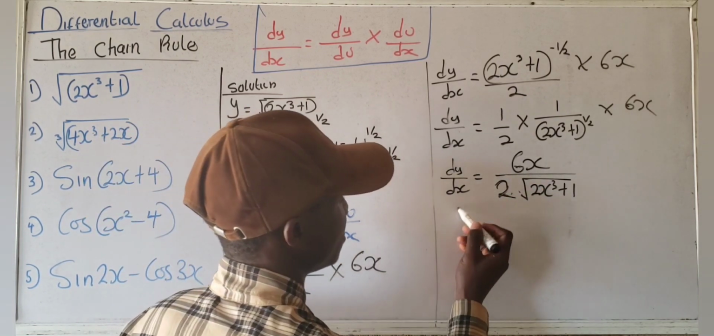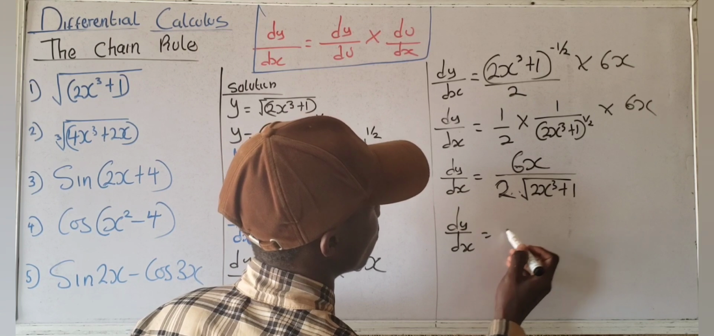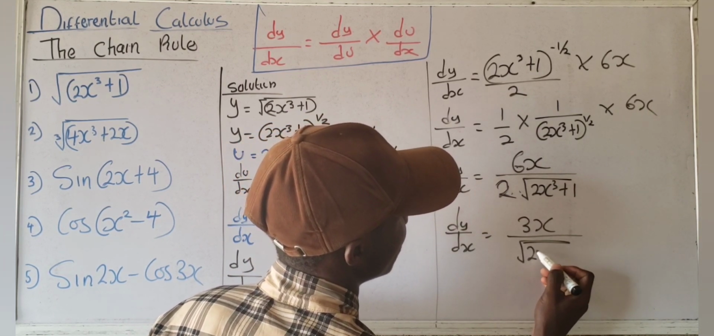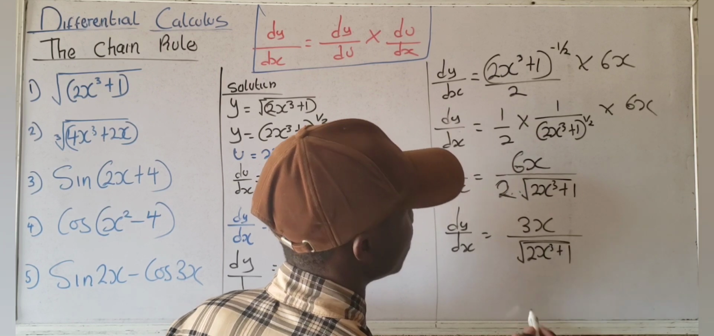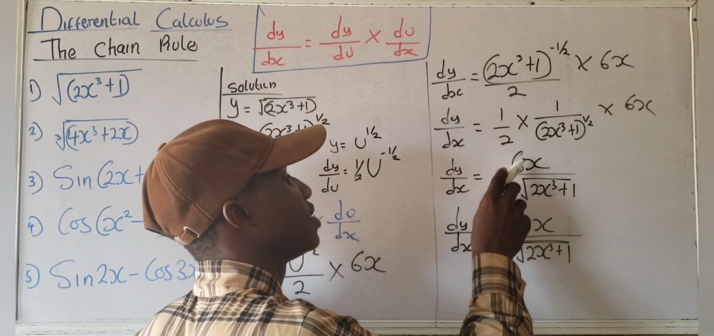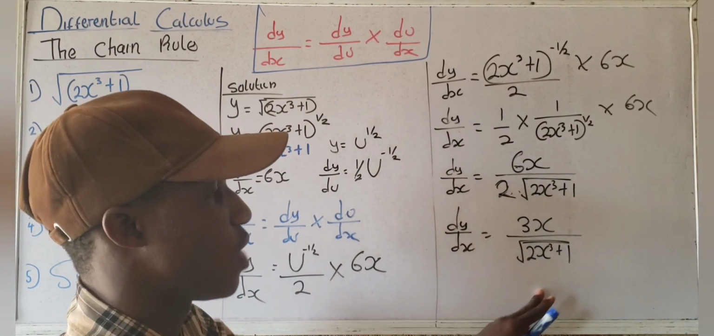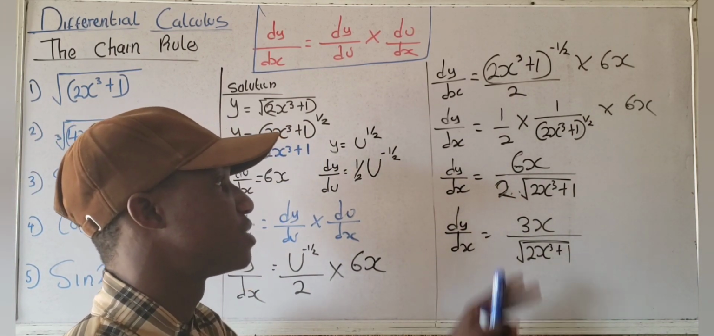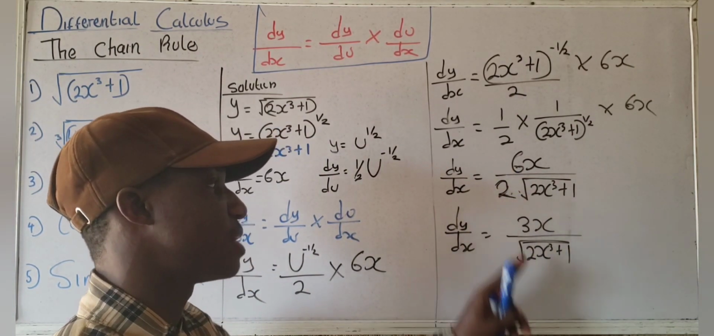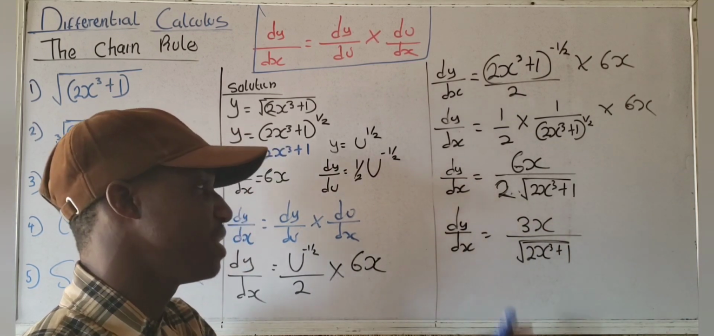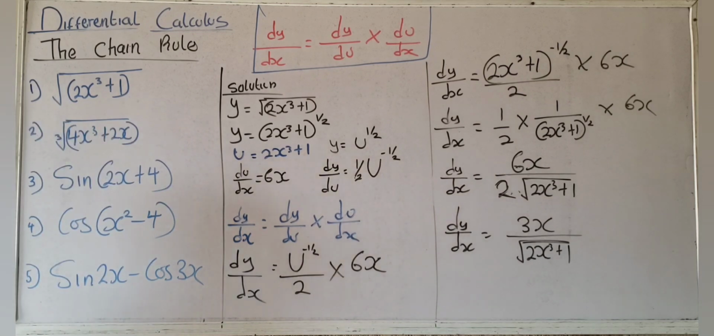This can be reduced as this. dy all over dx is equals to 3x all over square root of 2x raised to the power of 3 plus 1. It's just like saying I divide the 6 by this 2, that's 3x. Okay? 6x divided by 2 is 3x. 2 divided by 2 is 1. 1 times square root of 2x raised to the power of 3 plus 1. So that is the solution to that question.